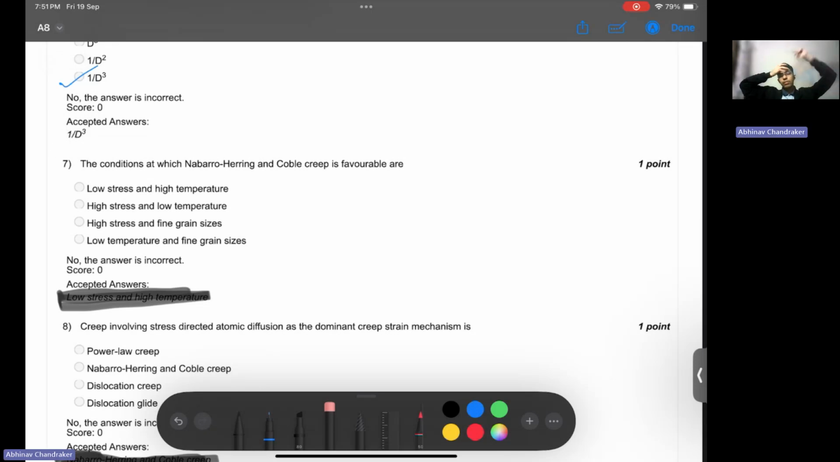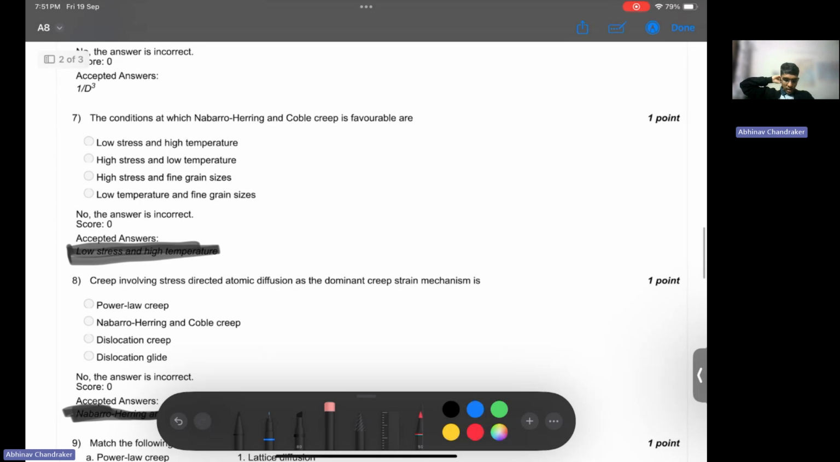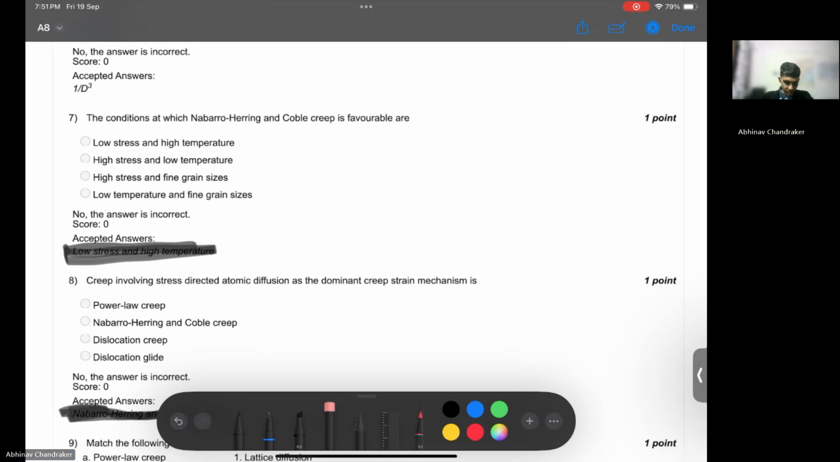In NH we have d square. To understand that you have to look at the derivation, what all factors are coming in. The conditions at which NH and Coble creep are favorable are both low stress, sorry, lower stress and high temperatures, because they're competing with dislocation glide. If the stresses are high, dislocation glide will definitely get favored. And at high temperatures only, these diffusion based mechanisms will be able to dominate. So low stresses and high temperature.